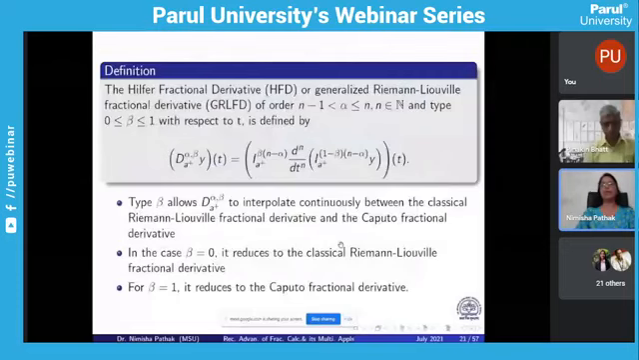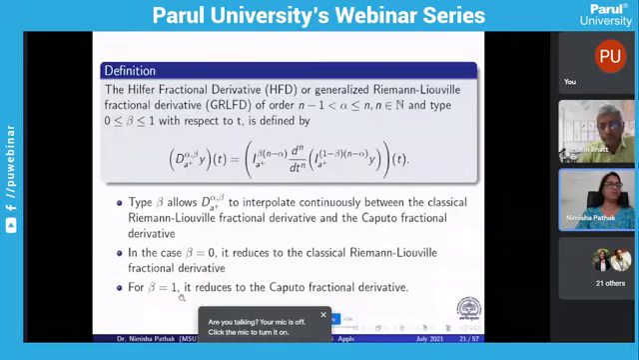The Hilfer fractional derivative is again a generalization of the Riemann-Liouville and Caputo fractional derivatives, in which beta lies between 0 and 1 and allows us to interpolate continuously between the classical Riemann-Liouville fractional derivative and the Caputo fractional derivative. Whenever we take beta as 0, it reduces to the classical Riemann-Liouville fractional derivative. And if beta is 1, then it reduces to the Caputo fractional derivative.